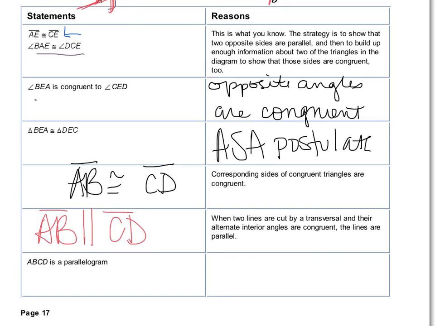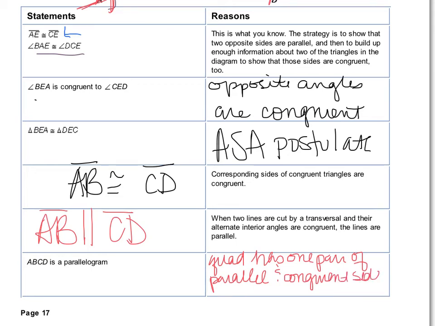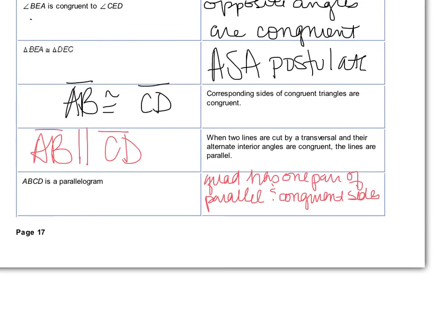Well, now that we know that AB and CD are parallel and AB and CD are congruent, then we can say that ABCD is a parallelogram. Because it said if a quad has one pair of parallel and congruent sides, then it must be a parallelogram. Then it is a parallelogram.